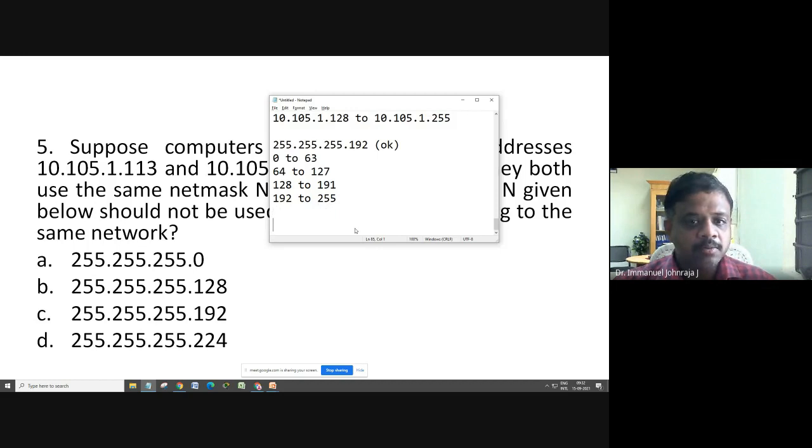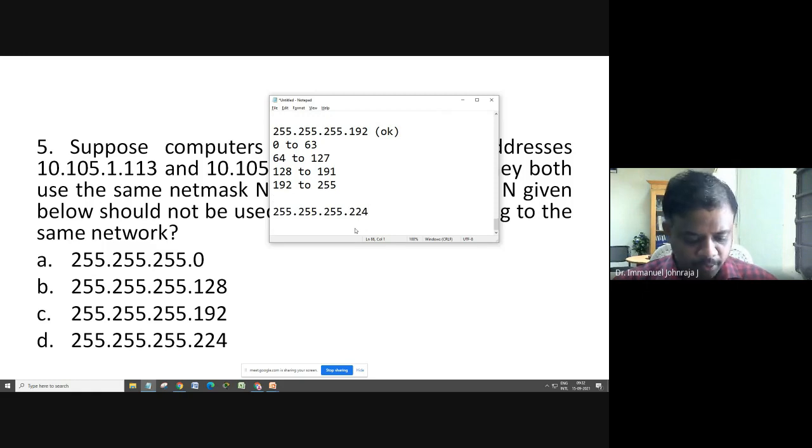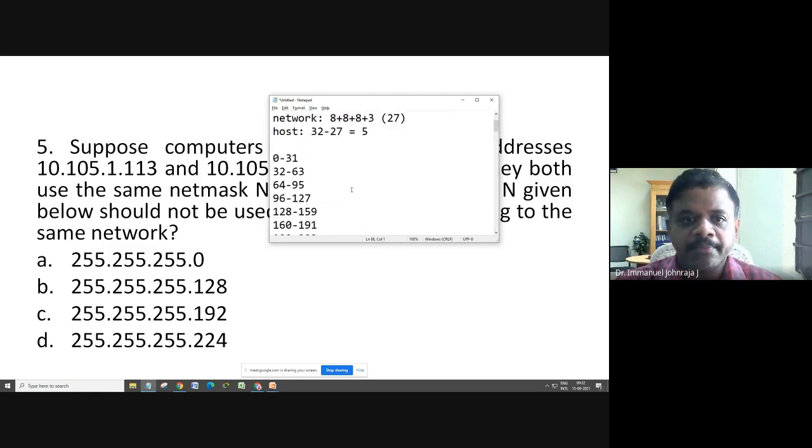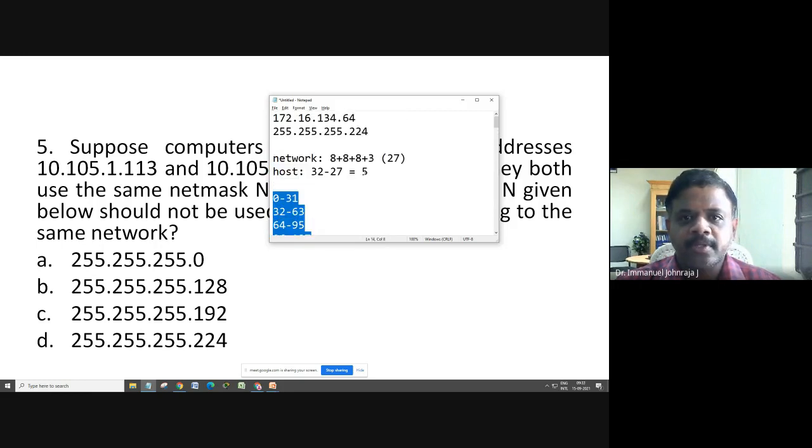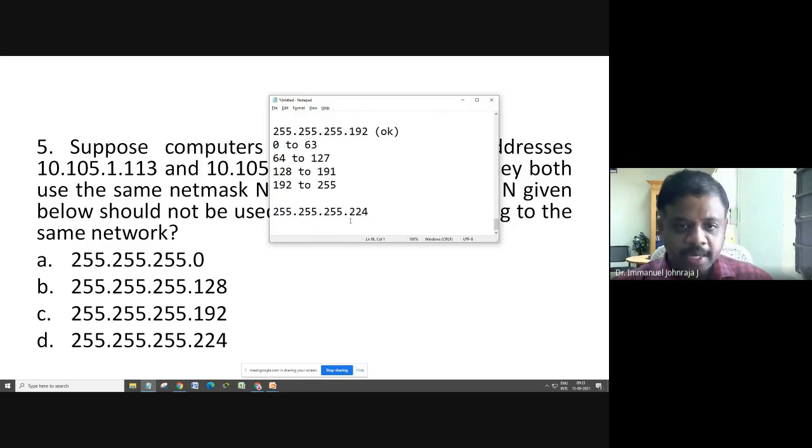Now, the last answer is supposed to be the right answer for this question, but we'll verify it. 224. When it is 224, you have borrowed 3 bits. When you borrow that many bits, the range is going to be, I think I have written it somewhere in the initial part. Yeah, right. I copy this. You see this? If the mask is 224, you will have this range.